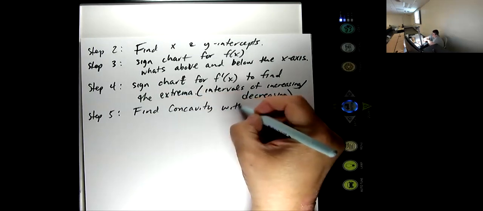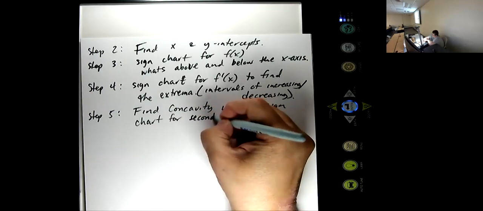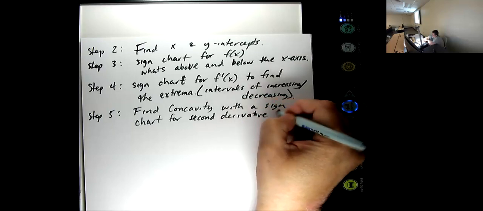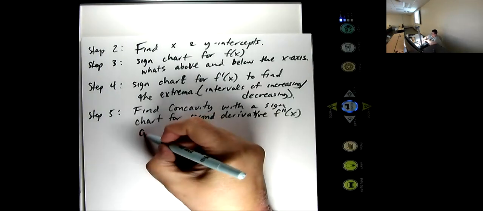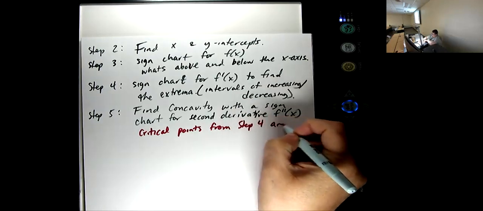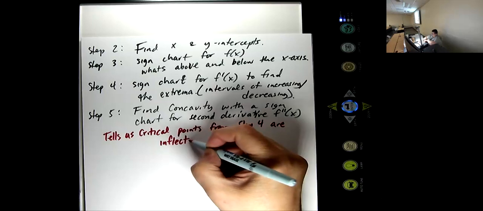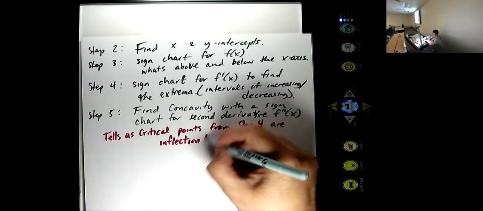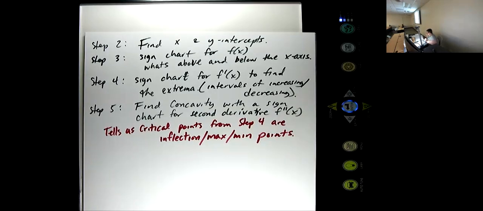Step five: finding concavity with a sign chart for the second derivative. This will tell us whether our critical points from step four are inflection points, maxes or mins. I guess you could say step six is to put it all together and draw.